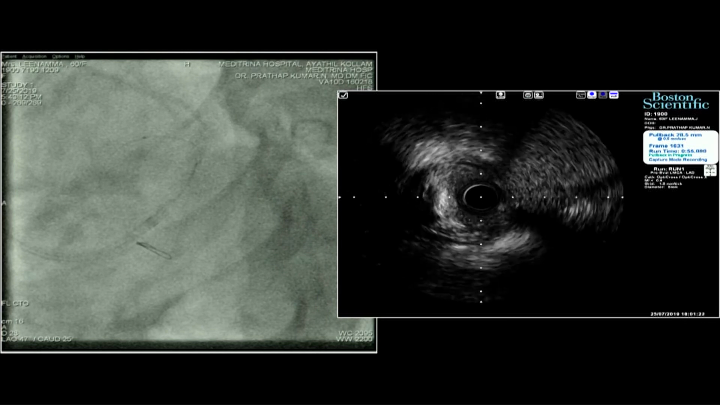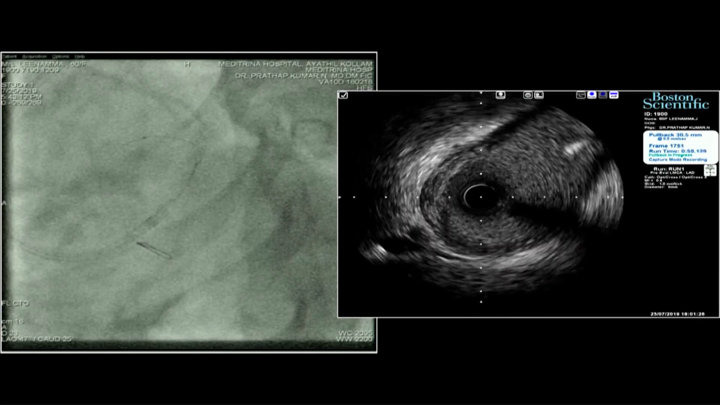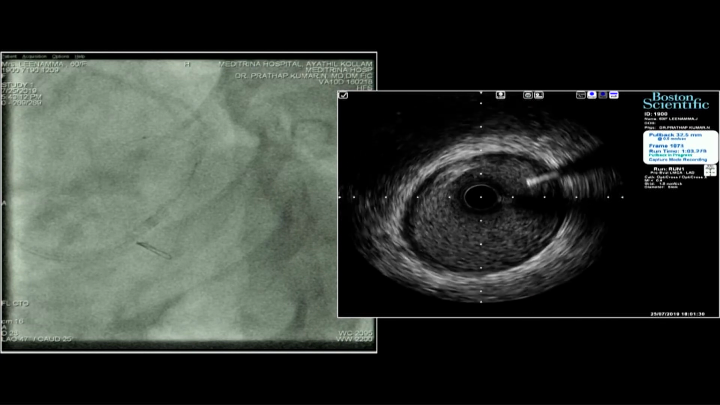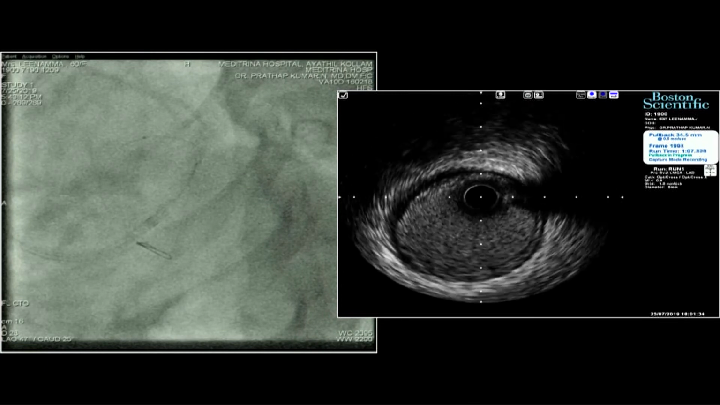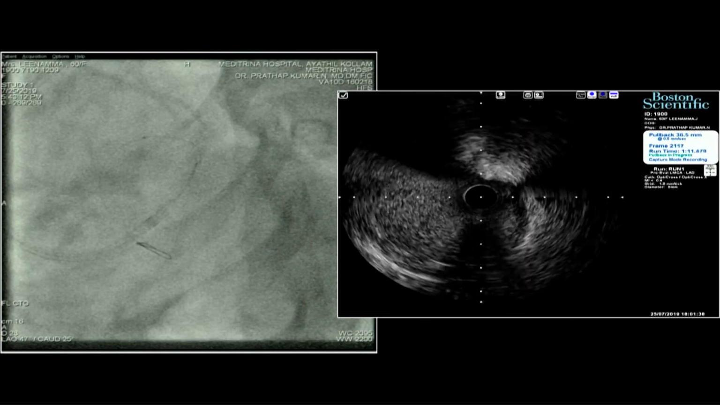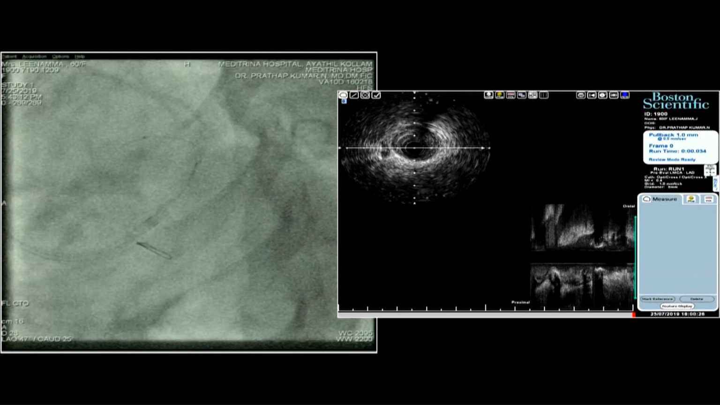Now coming to the circumflex. The circumflex ostium looks like no disease, and the LMCA looks like 4, 4.5. So with 4.5 at the circumflex, I will put a stent exactly from the ostium. Yeah, I agree. Even if we put a 3 millimeter stent, one post-dilatation will do, and even if struts are hanging in the left main, nothing is going to happen. It's so big that you can afford to do that.